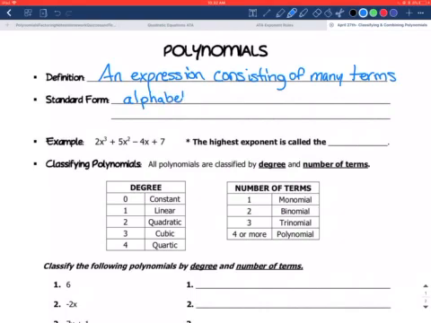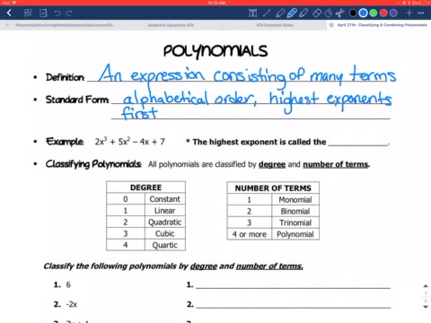So for standard form, it needs to be in alphabetical order with the variables, and the highest exponents first. So in other words, it will be in descending order. For example, if you look at this example right here, we have the highest exponent here with a 3, then 2, and then we know that that is a 1, and then we do not have anything here, but that could technically be x to the 0 power, but we don't write that. That's just a constant. So you see that's in decreasing order.